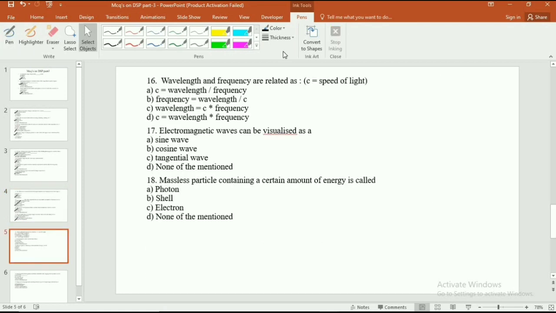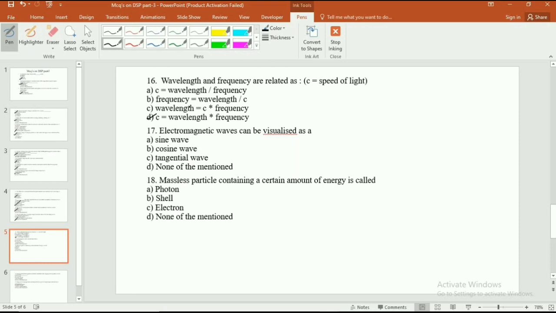Now in the fifth slide, the 16th question: wavelength and frequency are related as, where c is equal to the speed of light. Now the options: option A, c is equal to wavelength upon frequency. Option B, frequency is equal to wavelength upon c. Option C, wavelength is equal to c into frequency. And option number D, c is equal to wavelength into frequency. Yes, the answer is option number D, c is equal to wavelength into frequency. This is the correct answer. All four options look similar, so keep this in mind.